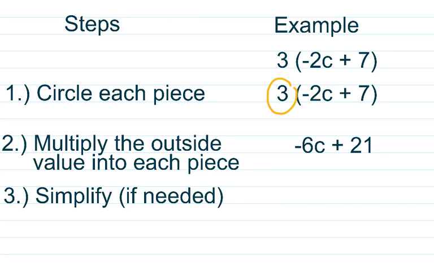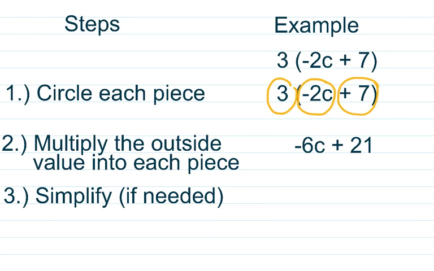3 is something that you need to circle. The negative 2c is another piece that you need to circle. And the plus 7, that's the last piece you need to circle. When you're done, notice how everything is included, including the signs to the left of each one of the pieces.